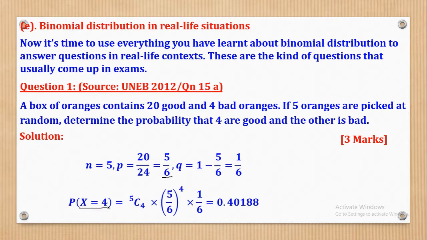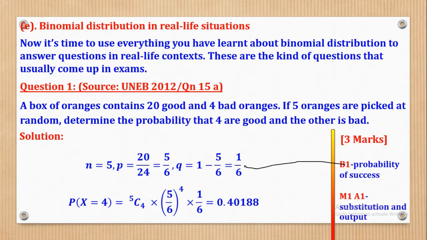So the probability of x equal to 4, we shall use the formula, which is 5 combination 4 multiplied by p raised to the power 4 multiplied by q raised to the power n minus r. Now n minus r, 5 minus 4 gives you 1. That is why here it is power 1. Even if we don't put the power 1, it still remains the same. Therefore the answer will be 0.40188. And basically that's what they wanted. So B1 for getting this probability of success, M1 for the substitution in the binomial formula, A1 for output.